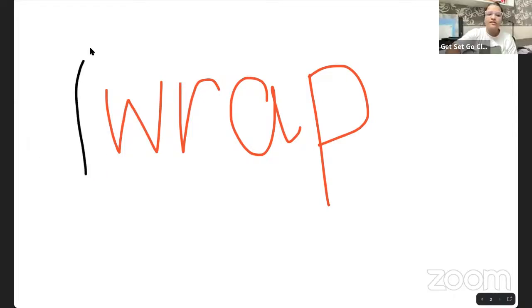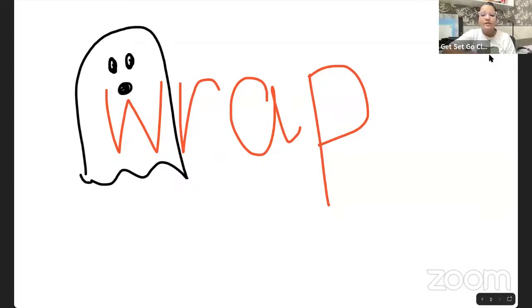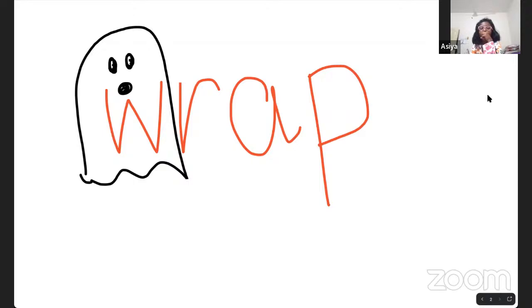So W is a ghost. Why is W a ghost? Because ghosts are always silent. Because we've never heard ghosts, never seen them. So sometimes letters become ghosts and they become silent. Okay, so today we will look at these two digraphs where one letter is silent and only one makes a sound.